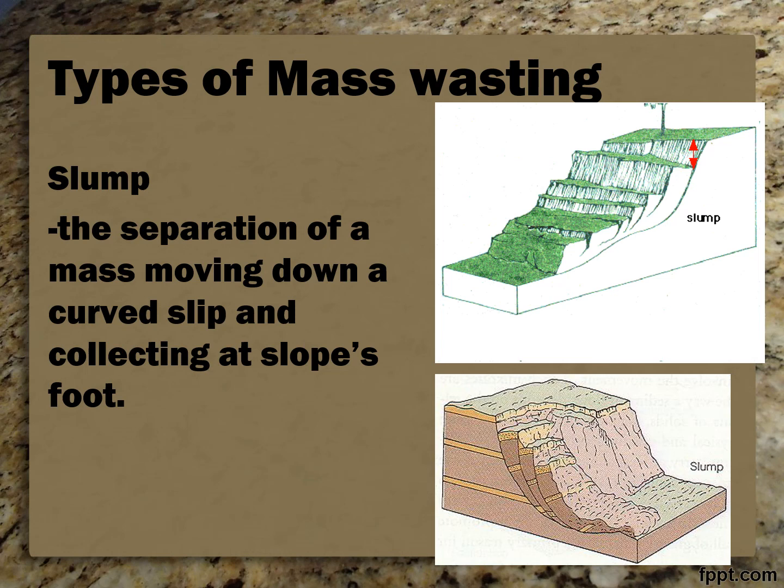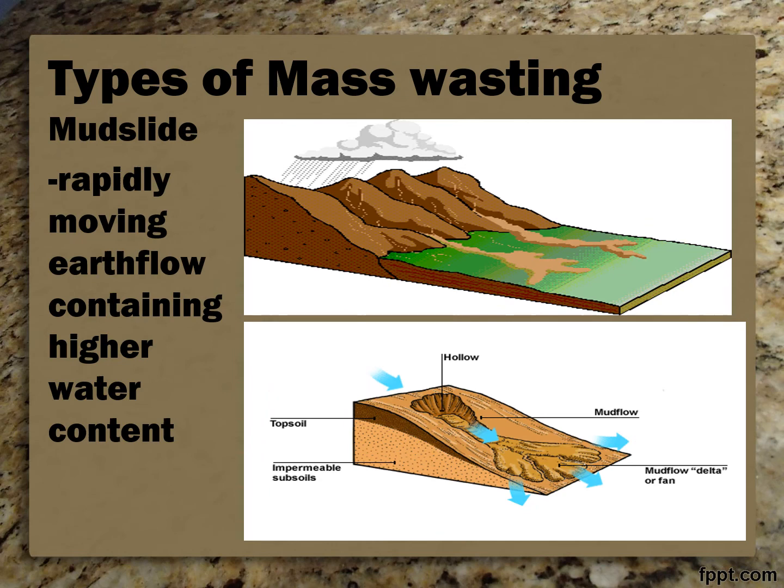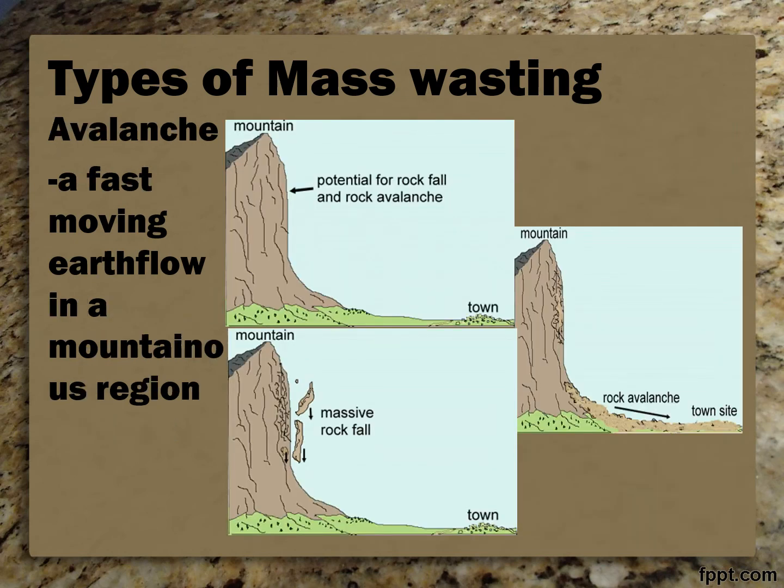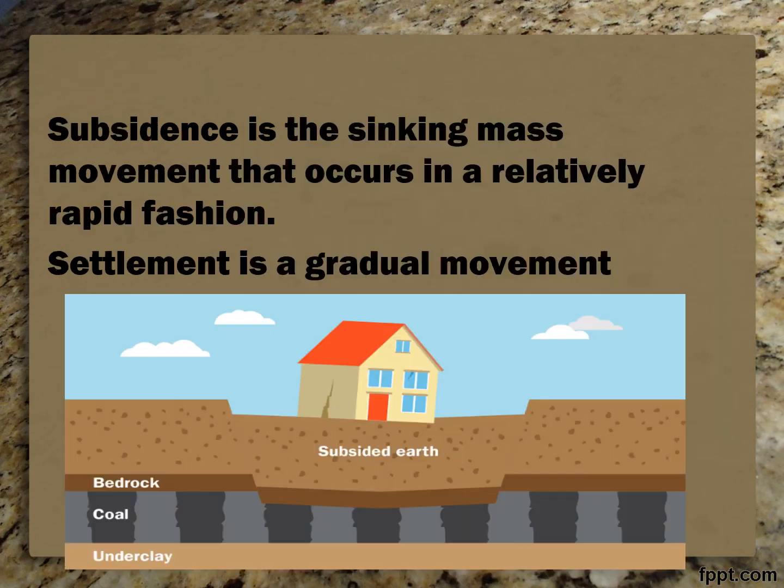Your slump, separation of mass moving down a curved slip. Earth flow, mudslides, and avalanche. Sometimes we have your rock avalanche in which kapag may bumagsak na rock from a higher place, tapos bumagsak siya sa lower area nito, because of the impact, nagkakaroon ng rock avalanche and of course, nagkakaroon ng landslide. Subsidence is a sinking of mass movement that occurs in relatively rapid fashion. Settlement is a gradual movement. Bumababa ang ating bedrock.